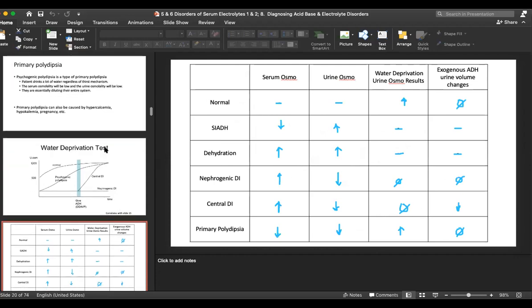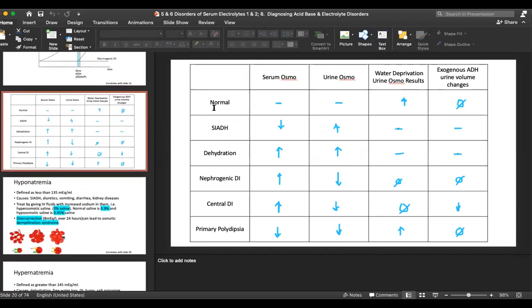Looking at this, and you've got access to it, it's got basically all of the answers, whether it's serum or urine, and then the water deprivation results, as well as the exogenous ADH for a normal person, SIADH, dehydration, nephrogenic, central DI, and then primary polydipsia. And then the line means it doesn't matter. The crossed out means none, basically. Okay.